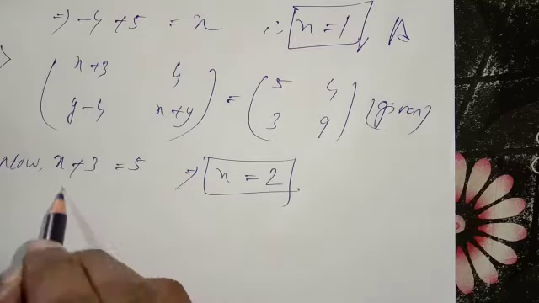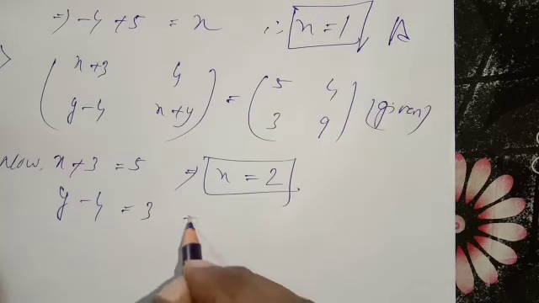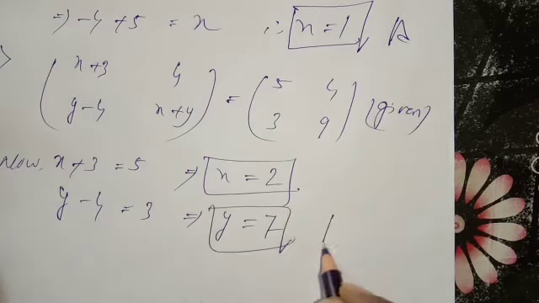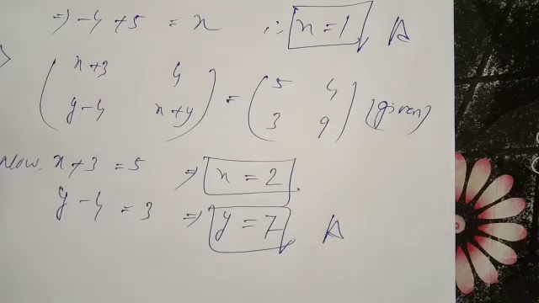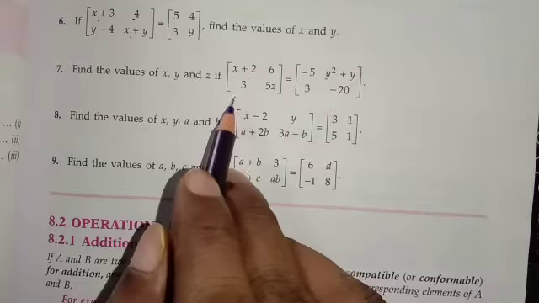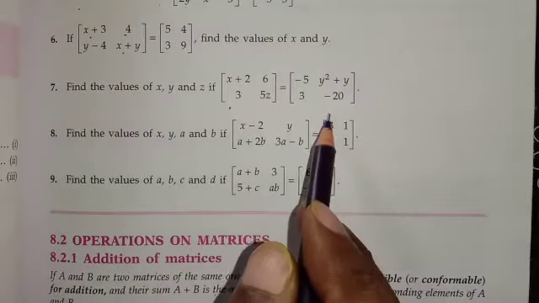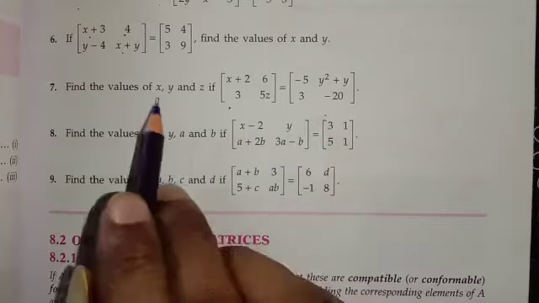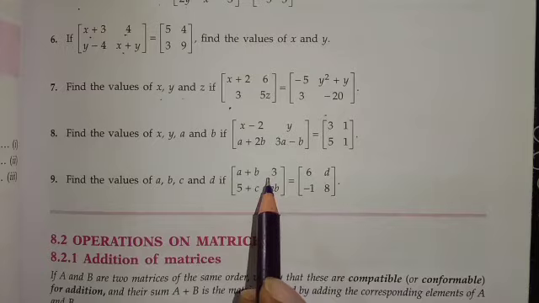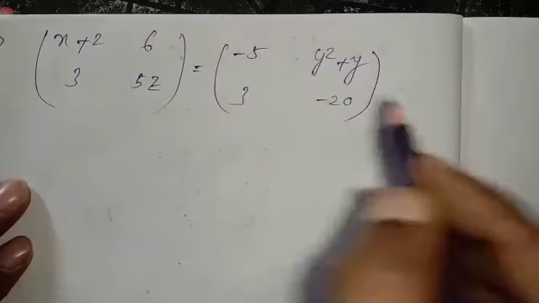And the second one, y minus 4 is equal to 3. So this implies y will be how much? 3 plus 4, that is 7. Very easy question, number 6. Let us go to question number 7. Find the values of x, y and z if the condition is given. First write what is given in this question, after that we find the values of x, y and z. Let me write the question, number 7.